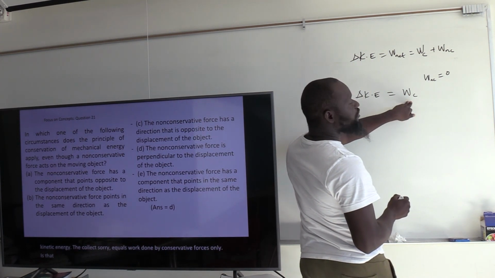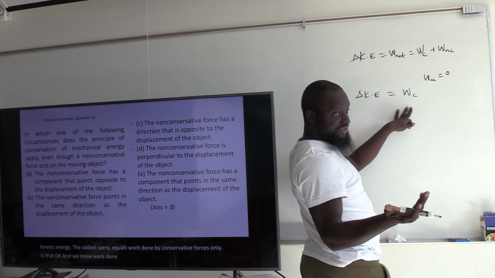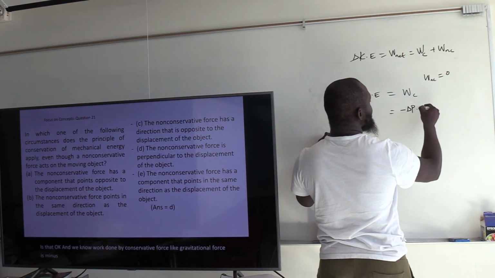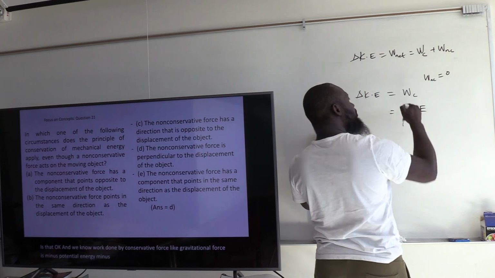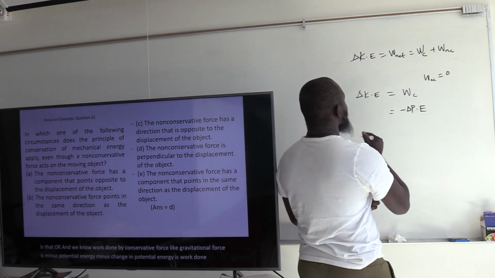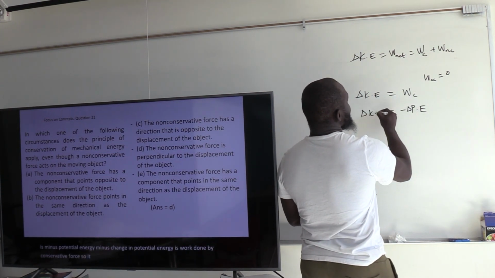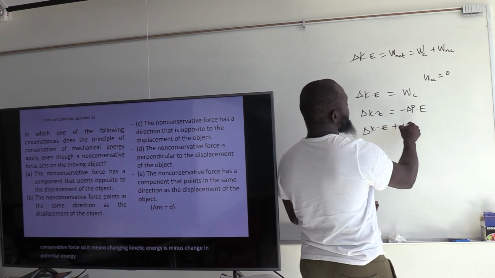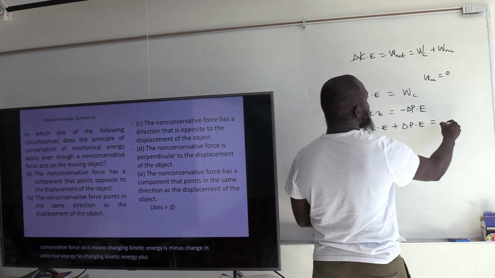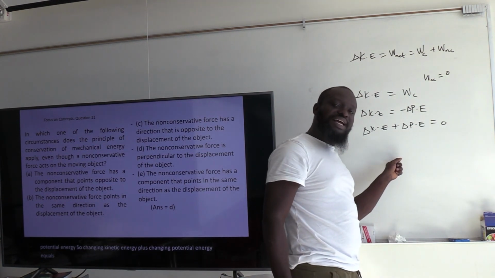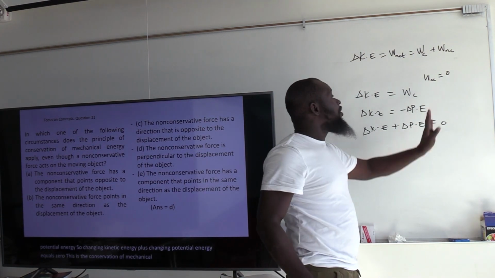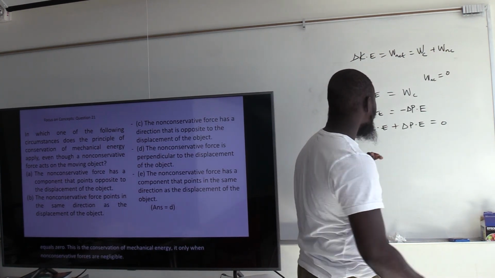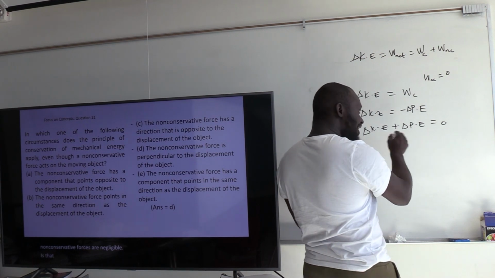And we know work done by a conservative force, like gravitational force, is minus the change in potential energy. So it means change in kinetic energy is minus change in potential energy. So change in kinetic energy plus change in potential energy equals 0. This is the conservation of mechanical energy. It only exists when non-conservative forces are negligible. Is that okay? Now, how do you write this?